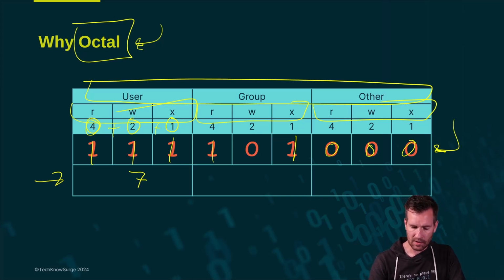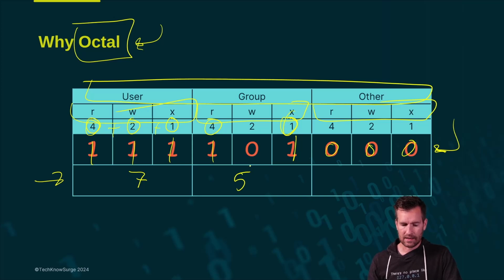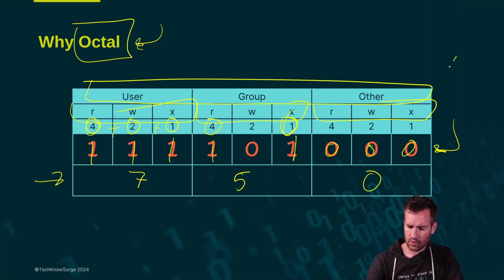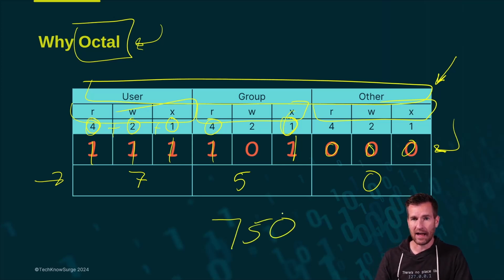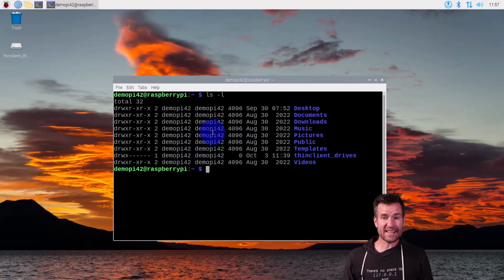The second number here, we've got the 4 and the 1 turned on, so the 4 plus the 1 is 5. So we've got 5 right there. Then we've got nothing turned on over here, so that's just 0. So if we wanted to have these as the permissions, then we would set the setting to 750, and that would implement this change. So what does this look like on our actual Linux machine?